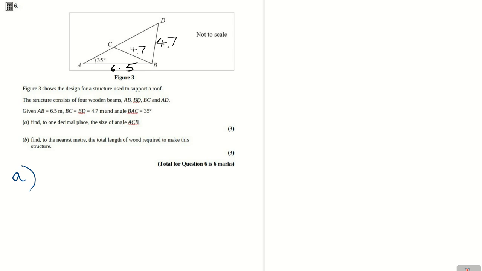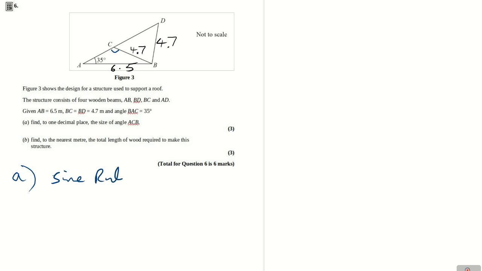So that's actually an isosceles triangle, that triangle BCD, and angle BAC is 35. Right, now find to one decimal place the size of angle ACB. Now angle ACB is this angle here. So we've got this side and the opposite angle, and we've also got the opposite side, so I think we can use the sine rule to do this.